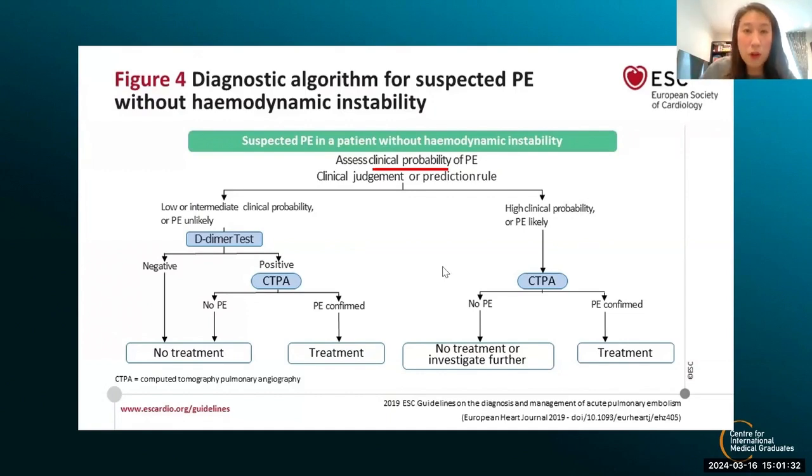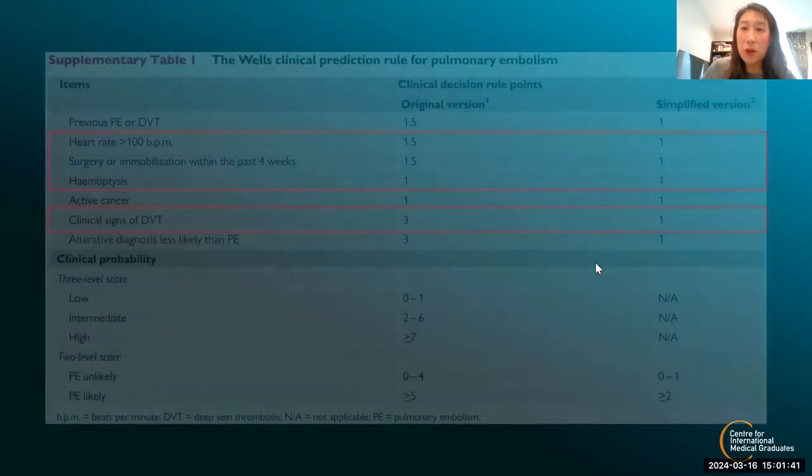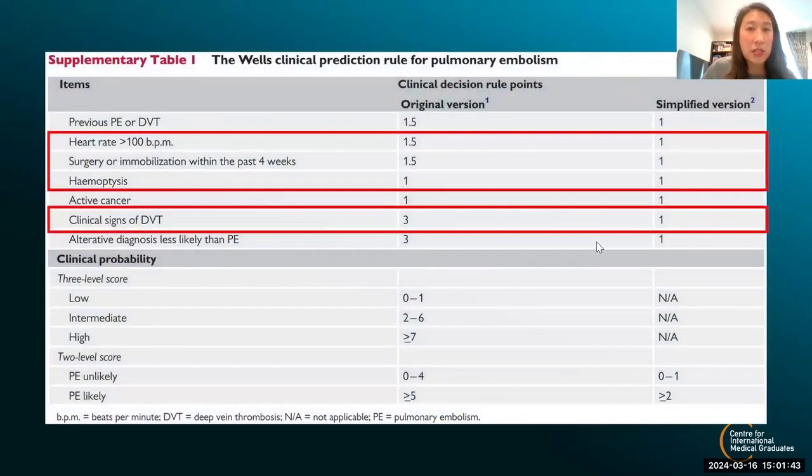So let's move on to, if they're low probability, then you would do a D-dimer. If they're high probability, then you would go straight to CTPA, okay? Now, someone mentioned the Wells score earlier, and here it is. In this patient's situation, I've boxed out in red what is relevant to this patient.